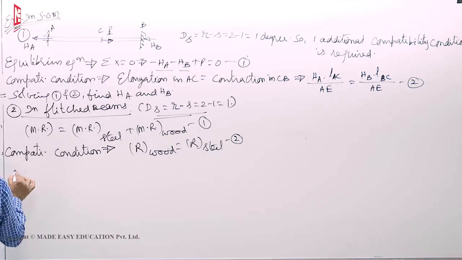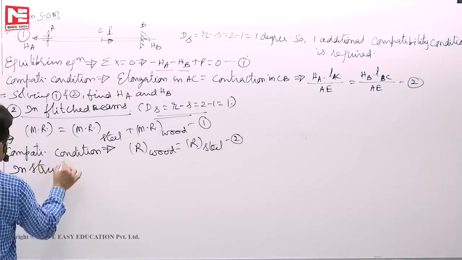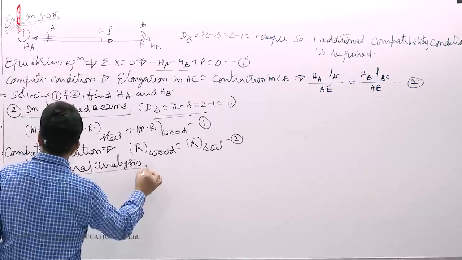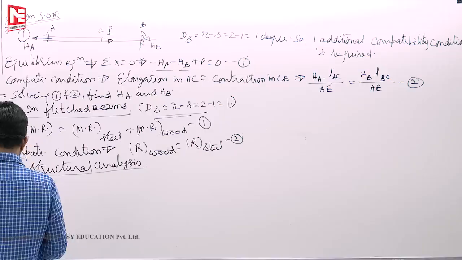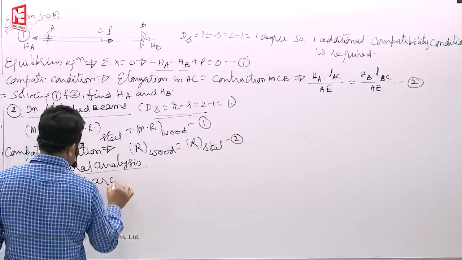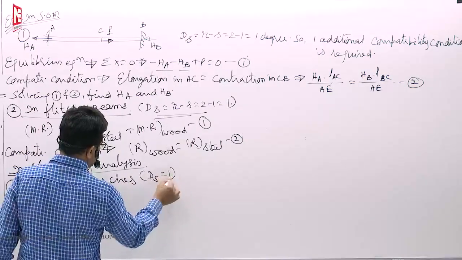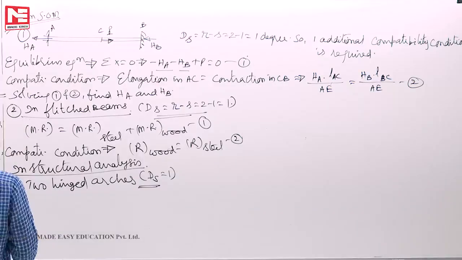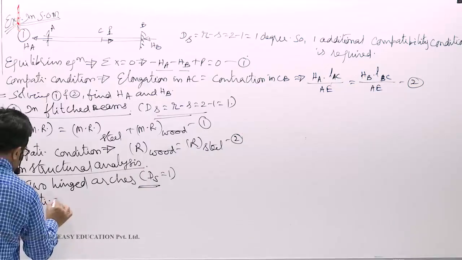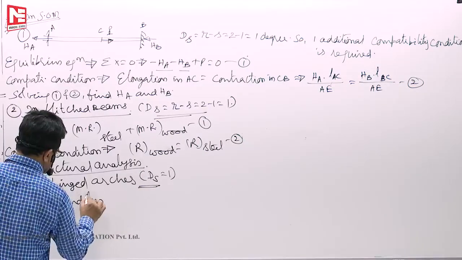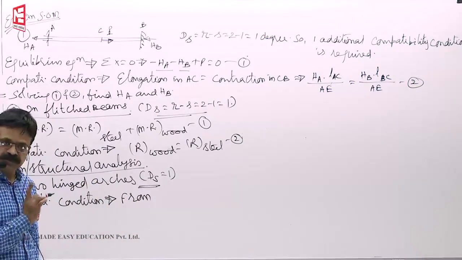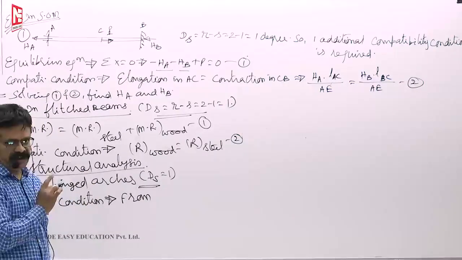two examples are enough. In structural analysis, third point, two hinged arches you have taken. This comes under the force method. Two hinged arches where Ds is 1, we have told you. Then in this case, the compatibility condition you have taken. What is that compatibility condition? You see, the compatibility condition is given by Castigliano's theorem 2 because it is a linear elastic arch.